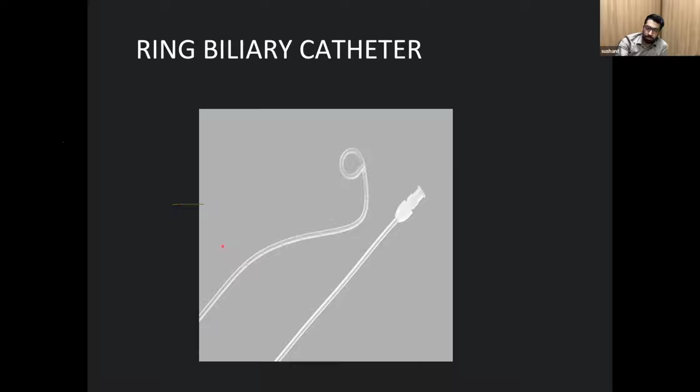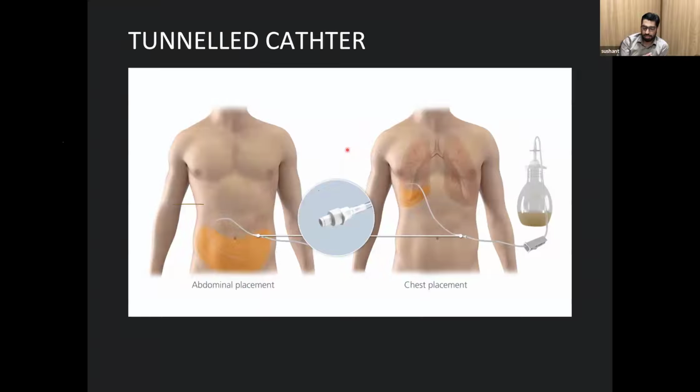With this catheter, the bile will flow from these holes, and assuming the narrowing is at this point, it will cross the narrowing and drain into the duodenum from these holes. So ring biliary catheters help to bridge the narrowing from both sides. We have holes both proximal and distal to the obstruction, and these catheters help the flow reach the normal channel across the narrowing. So this bypasses the obstruction.